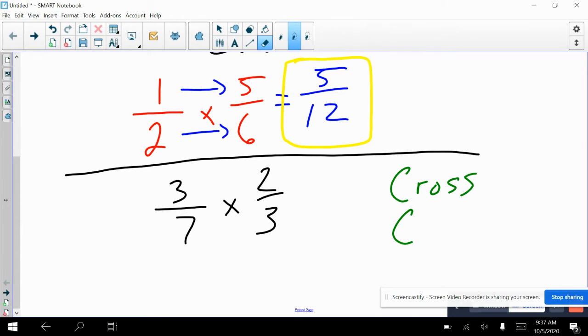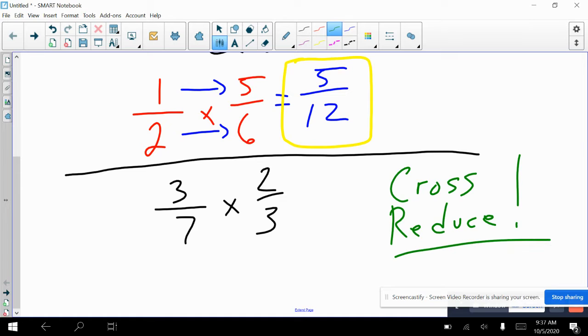Cross reduce. Now, I think in elementary school you said the butterfly thing, right? I think that's what some people said. Same thing. And here's where you got to know your facts. When we're talking about cross, we're talking about diagonal. There's a number that goes into 3 evenly, right? How about 3? So we divide. When you cross reduce, we divide.